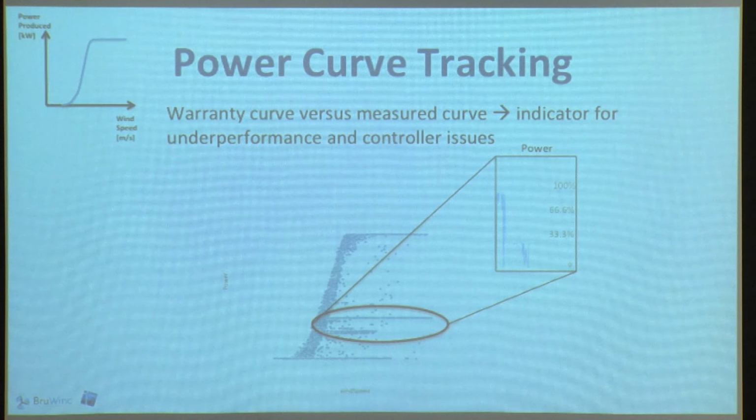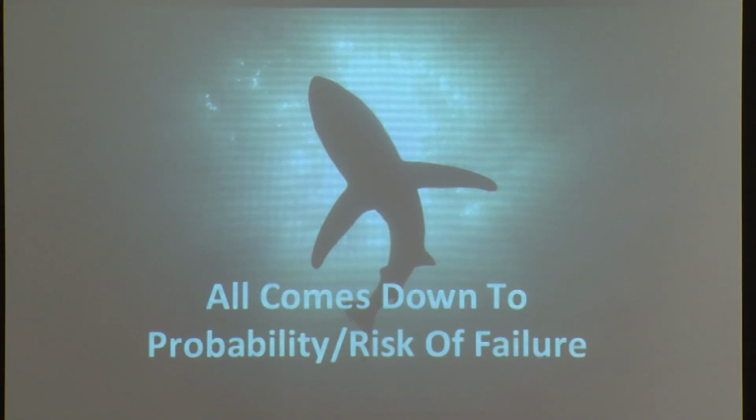It's real data. This is a down-rated period, such that the turbine is only producing at 33% of its nominal power, although there is enough power in the wind. I touch upon this because later I will use it again. But you can easily see this in this power curve fitting or power curve analysis.